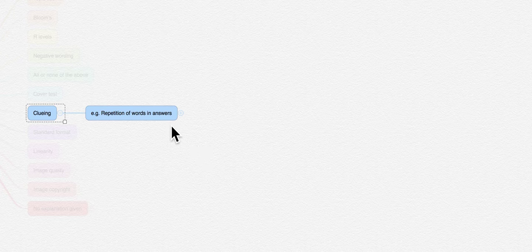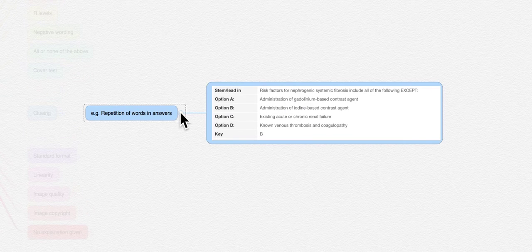So there's a number of different ways that cluing can happen, but one very common way is the repetition of words in answers. To give you an example here, risk factors for NSF include all the following except. First of all, this question obviously is negatively worded and we wouldn't accept it. But two of the answers you see here are administration of base contrast agent. Well, the smart person is going to key into that and consider that, since they've given pretty much the same answer twice, differing by only one word, the answer is going to be within that.